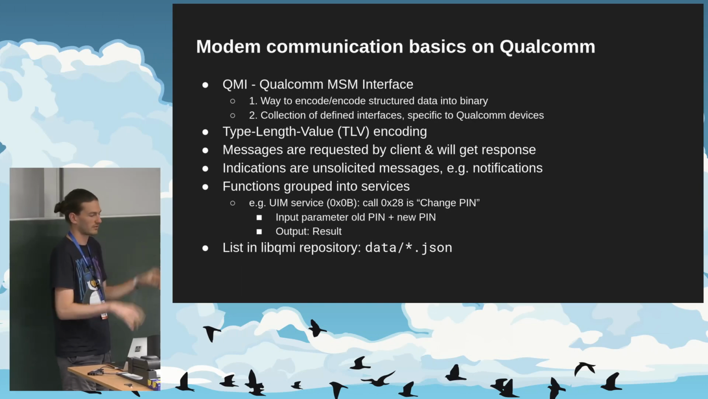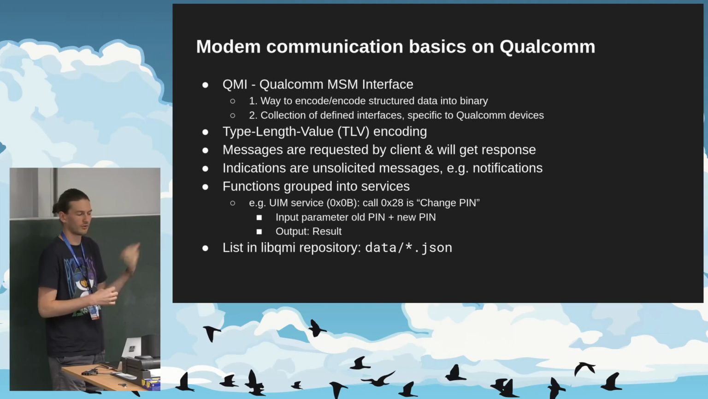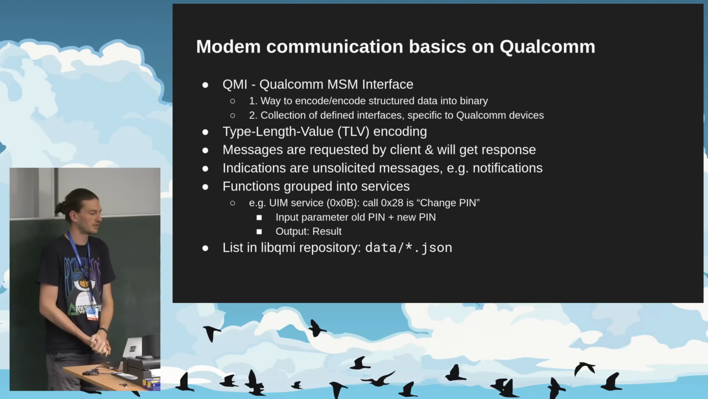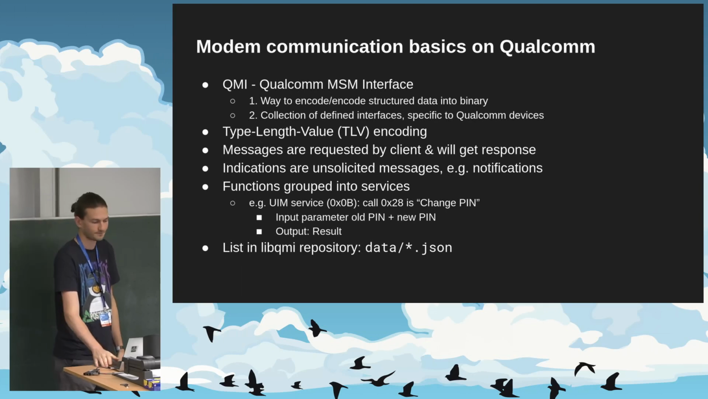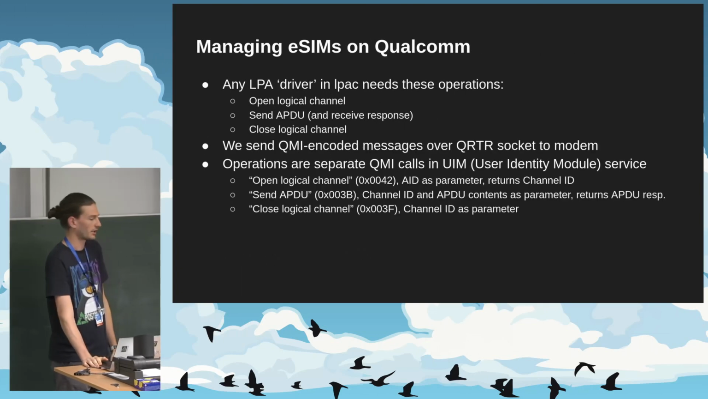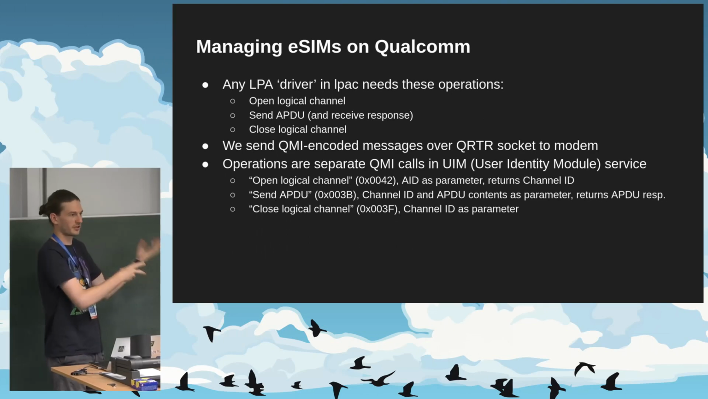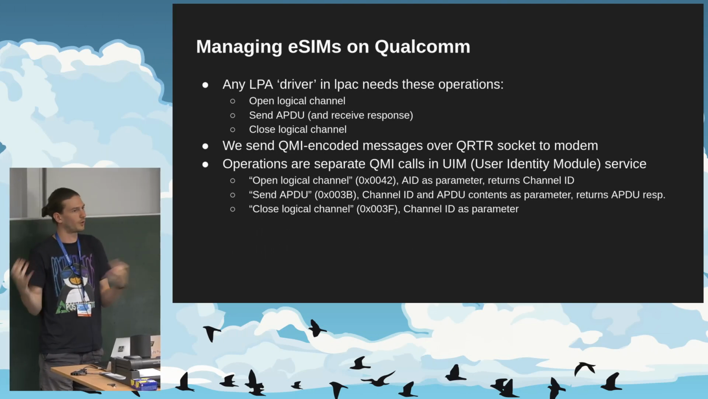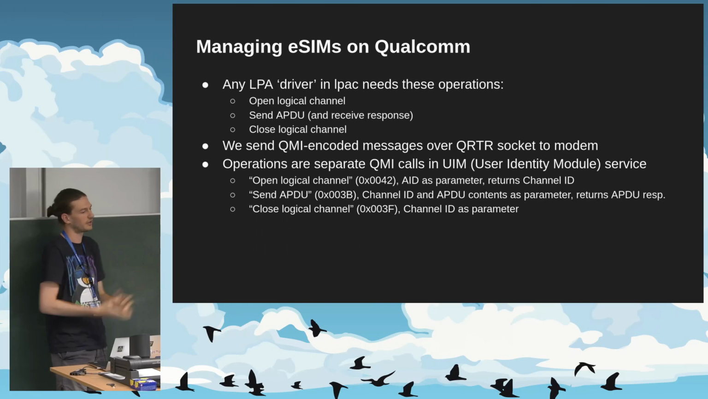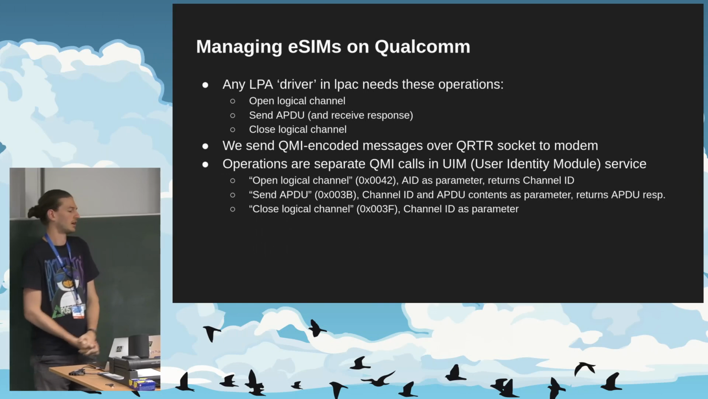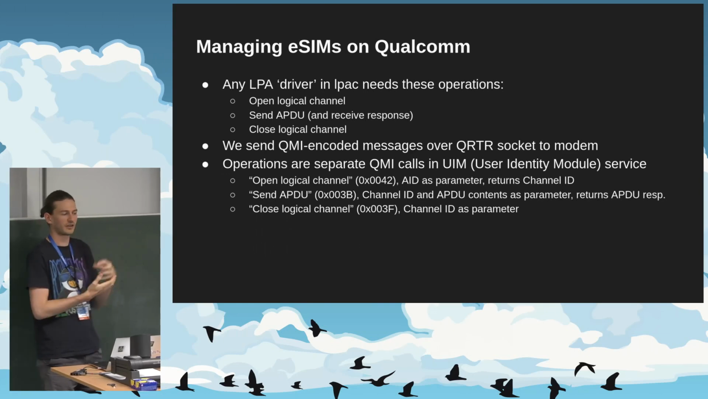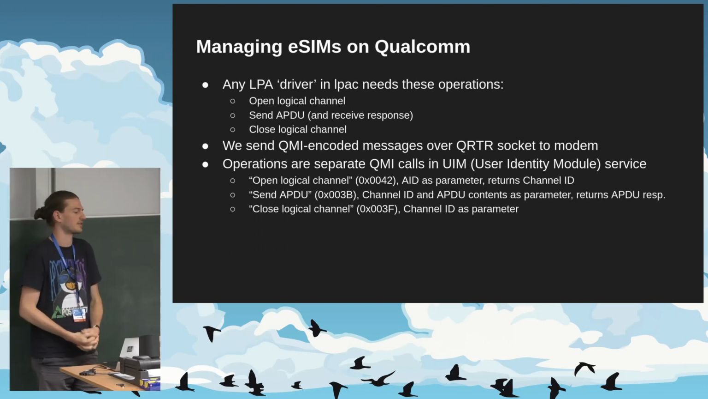But there's different formats which don't come from JSON. But libqmi is a nice glib-based library for doing this. Okay, so now that we know what QRTR, the networking protocol, and QMI, the way to put data over QRTR, is, we can talk about how to actually put this together and then manage eSIMs on Qualcomm devices.